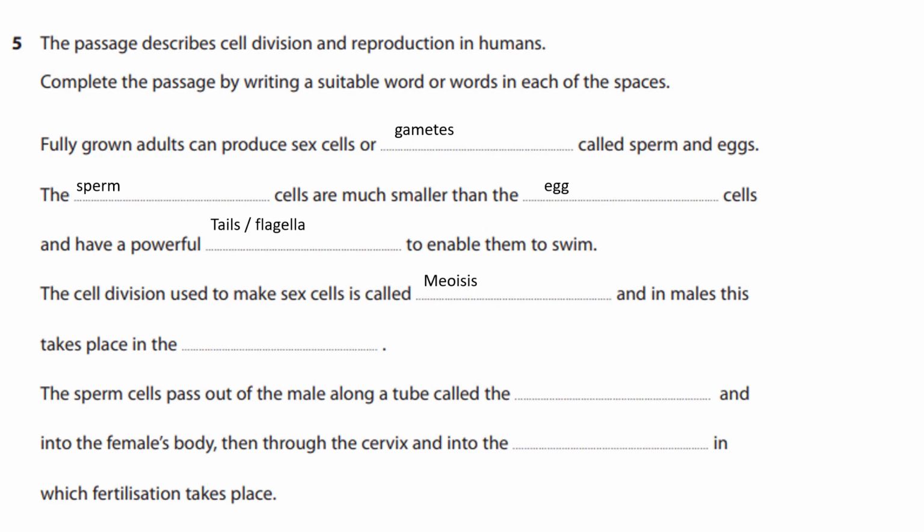You can check that out in a video here. And in males, this takes place in the testes. It's actually in the ovaries in females. The sperm cells pass out of the male along a tube called the urethra and into the female's body, then through the cervix, through the uterus actually, and into the fallopian tubes finally where fertilization takes place.